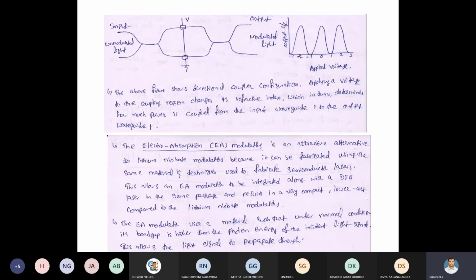Although we know the band gap energies, that is E1 and E2. E1 is the lower energy state, E2 is the higher energy state. E2 minus E1 is equal to hf. That is, when E2 minus E1 is greater than the hf value, at that time it works as a modulator.